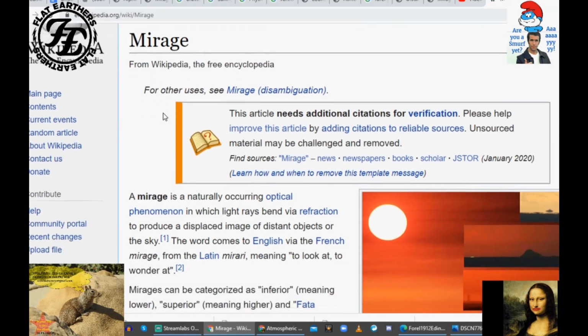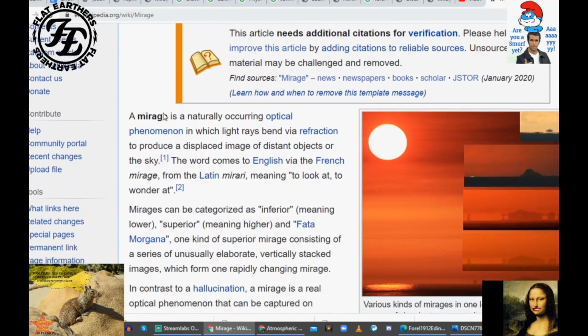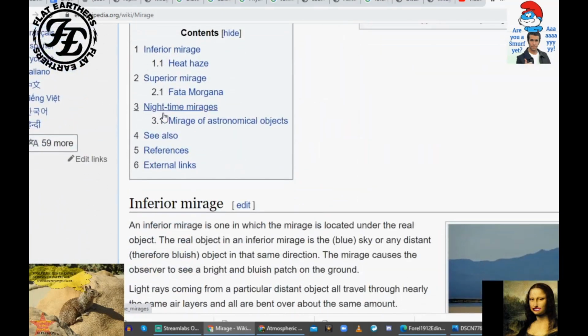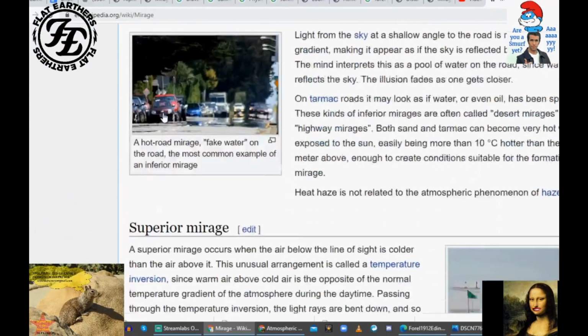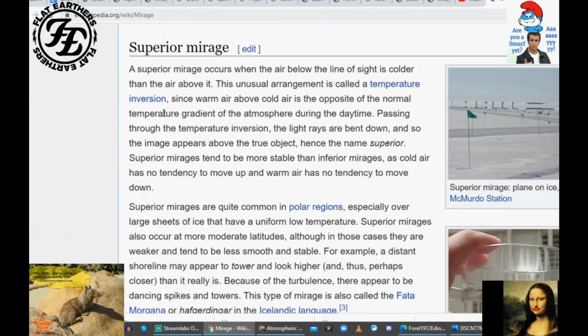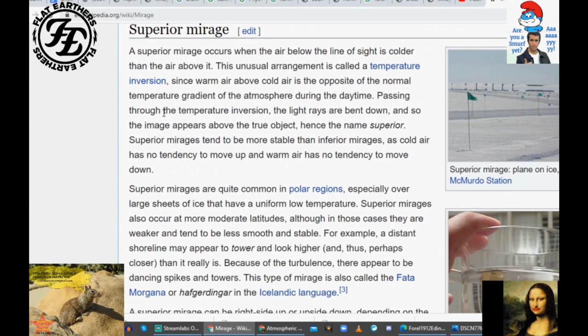Alright, I've done this before, looked over this stuff, but who knows who's watching for the first time, okay? Superior Mirages and Fata Morganas are very, very close, but just listen to how this double speak information comes at you. A superior mirage occurs when the air below the line of sight is colder than the air above it.